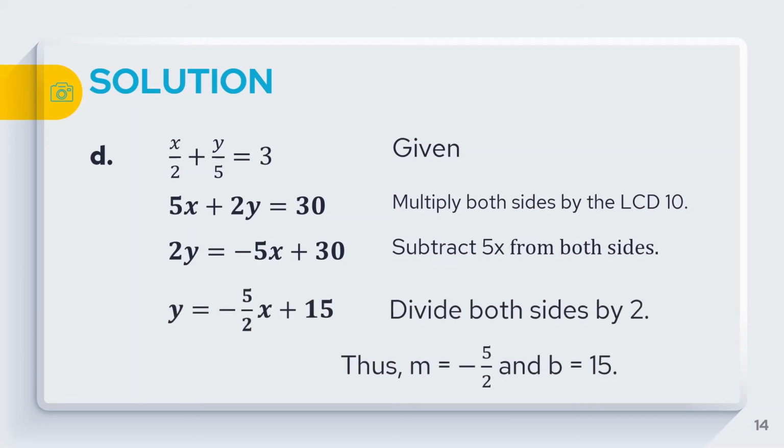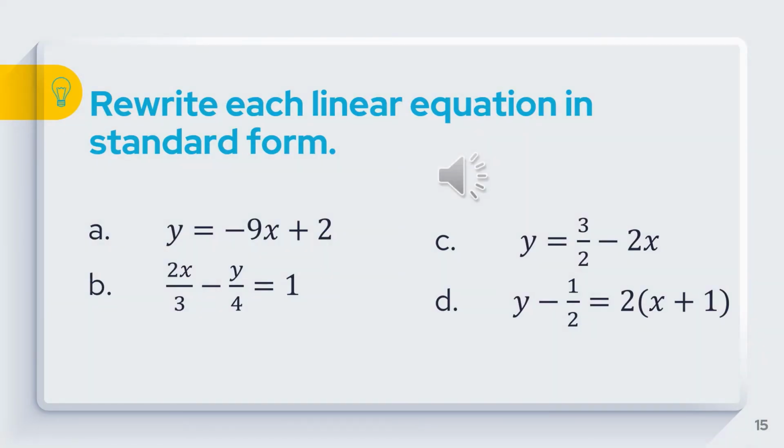Next is to divide both sides by 2 so that y will remain on the left side. So it will now become y is equal to negative 5 over 2x plus 15, since 30 divided by 2 is equal to 15. Thus, our m is equal to negative 5 over 2 and our b is equal to 15. Next on our activity will be rewriting linear equation in standard form or in ax plus by plus c.